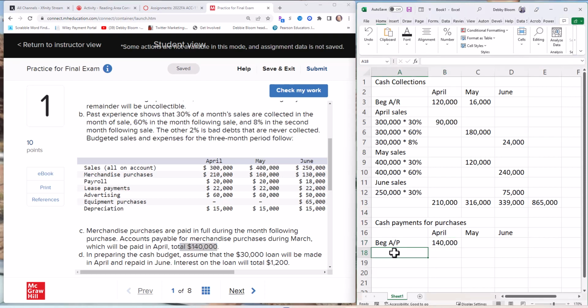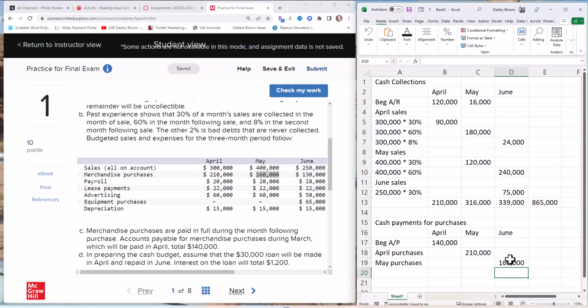Now we're going to look at April's purchases. We're told that April purchases will be paid in May. My April purchases are $210,000. That amount will be paid in May. Then we're going to look at May purchases. May purchases are going to be paid in June. Our May purchases are $160,000. And the June purchases will be paid in July. But once again, we're not budgeting for July.